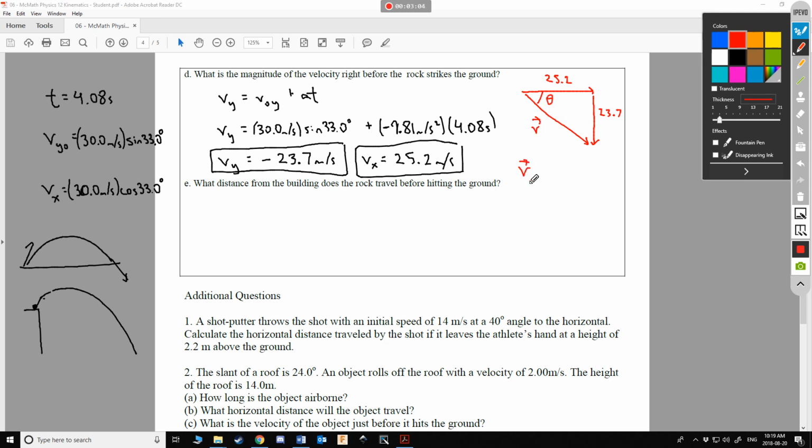Our final velocity is going to be the square root of 25.2 squared plus 23.7 squared, which gives 34.6 meters per second. And to find the angle, we take the inverse tan of 23.7 divided by 25.2, and we end up with 43.2 degrees below horizontal.